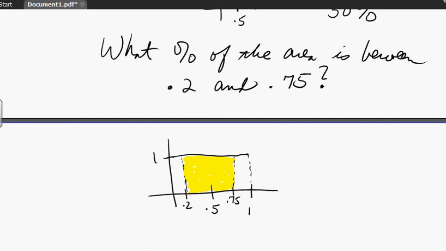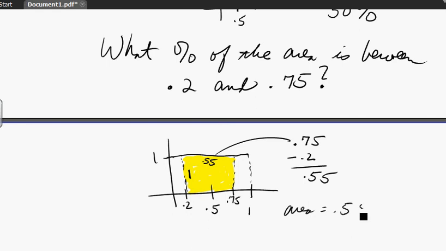All right, so how are we figuring? My height is still 1 on this rectangle. What's my width? So this length right here is 0.75 minus 0.2. That seems pretty close to 0.55 to me. Okay, so my width is 0.55. So the area equals 0.55. The percentage is 55%. Okay.